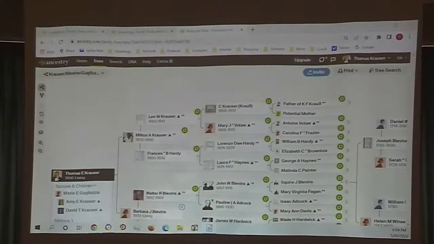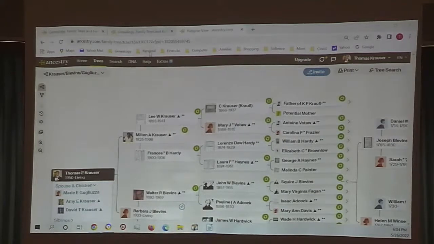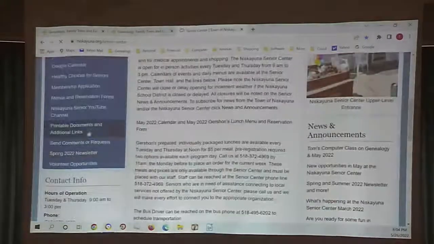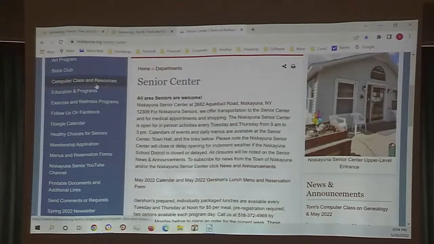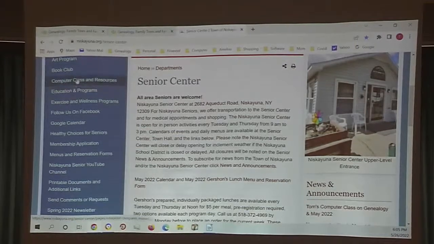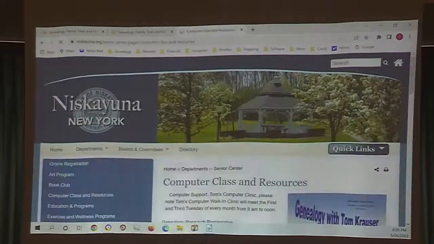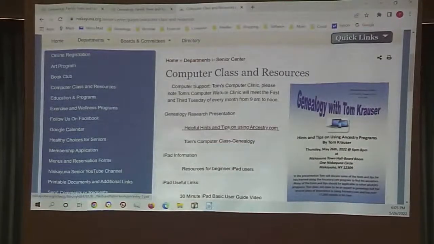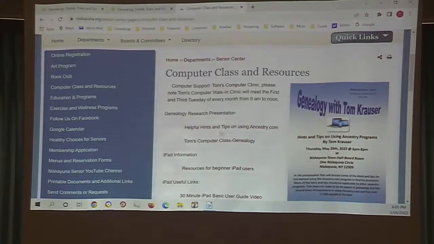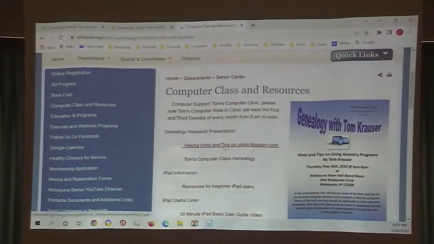Okay. If you go to the website, and we'll see if the link works here. Well, let me get over to the screen here. So under personal, oops, there we go. I have a link to the Senior Center website. And on the Senior Center website, there's a computer class and resources. And if you click on that, okay. Now, she was uploading my latest paper, so maybe that was it. So here's helpful hints and tips on using Ancestry.com.